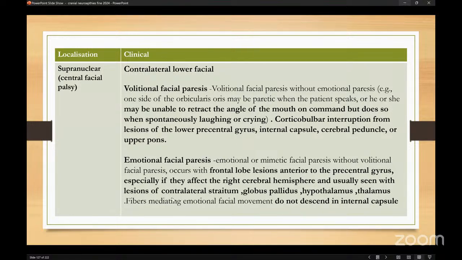So in emotional facial paralysis, the pathway is different. In volitional facial paralysis, the pathway is different. In volitional, it passes through the internal capsule. That is why on command, it doesn't happen. Whereas in emotional, it is passing through the emotional structures, which are like basal ganglia, globus pallidus, hypothalamus and thalamus. Okay, it does not pass through the internal capsule.